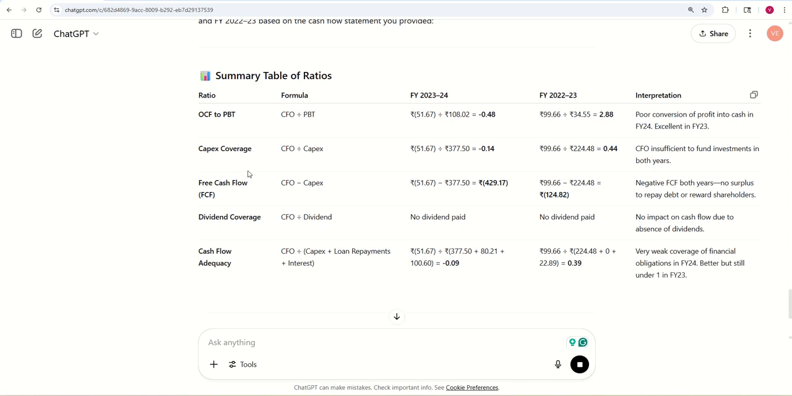Between capex coverage and free cash flow, it's a very minor difference. One of them you use as a ratio or multiple, with a division symbol. The other one, you try to see what is left over. It's just a subtraction from the CFO.